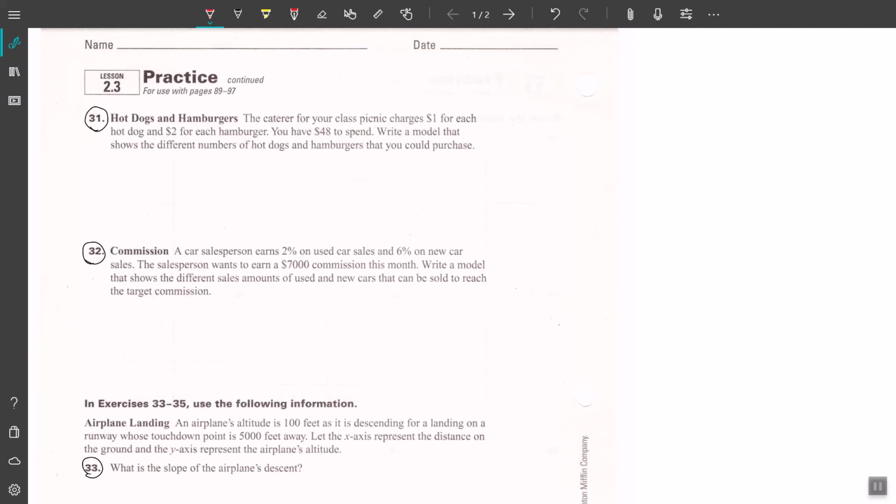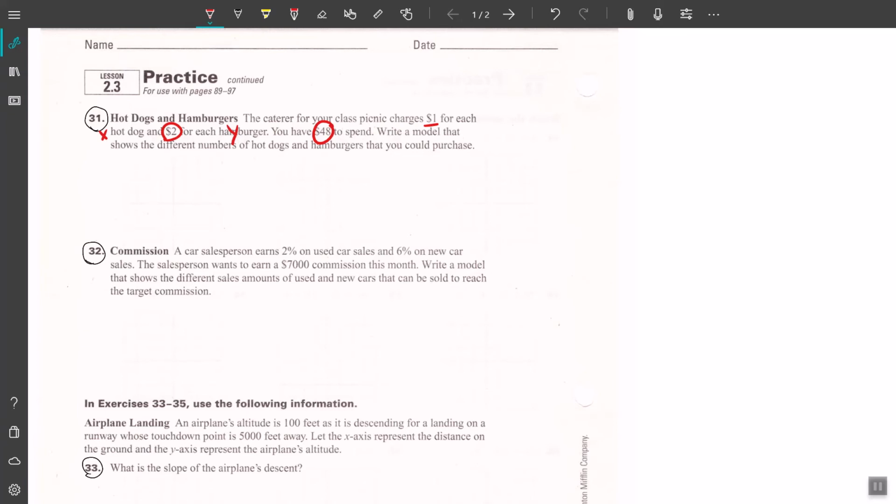So you've got a total of $48 to spend. That's your limiting factor. And we can see that we've got $1 for each hot dog. We're going to call the number of hot dogs X, the variable X. And then it's $2 every time you buy a hamburger, and I'm going to call those Y.